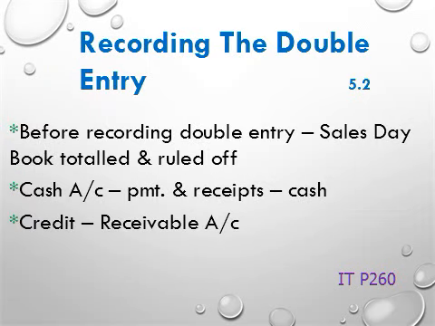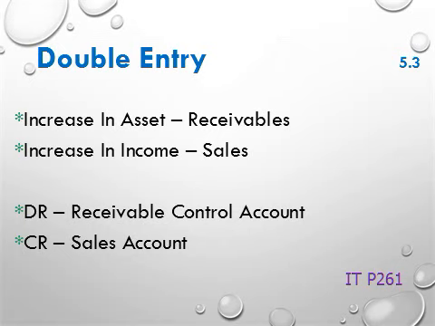Before recording the double entry, the sales daybook needs to be totaled and ruled off. The cash account is for payments and receipts of cash. It is not used when a credit transaction first occurs, because there has not been any cash exchanged. Instead, the receivable account is used. When recording a credit sale, there will be an increase in assets, which is the receivables account, and an increase in income, which is sales.